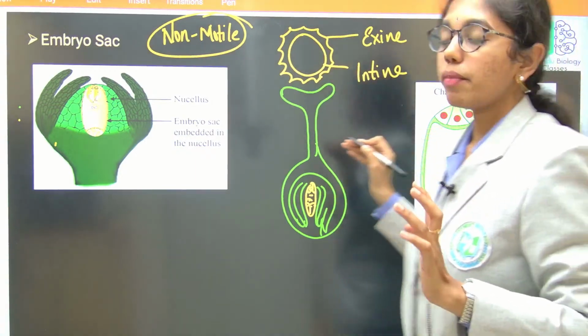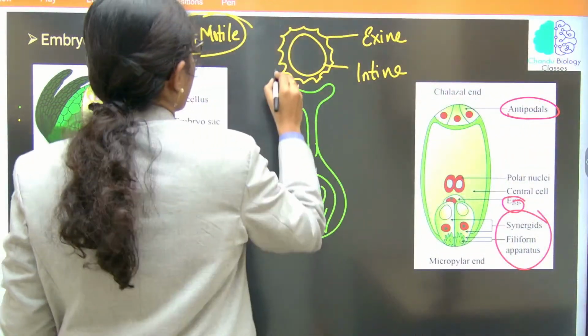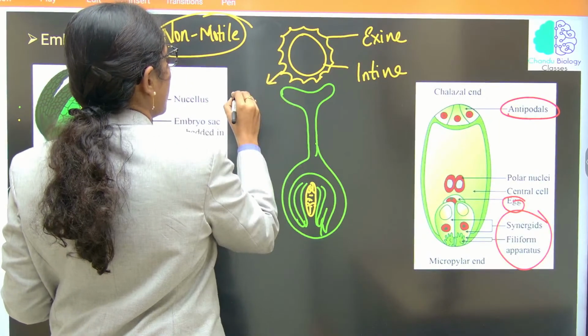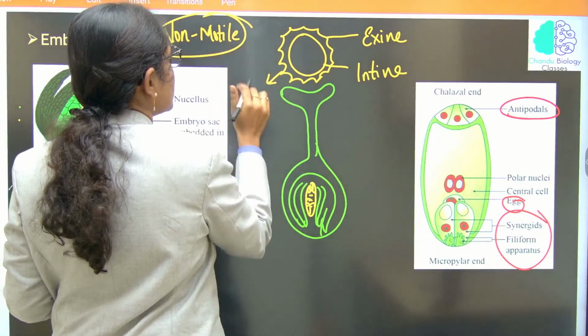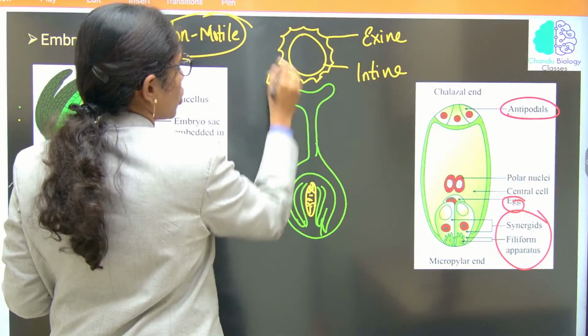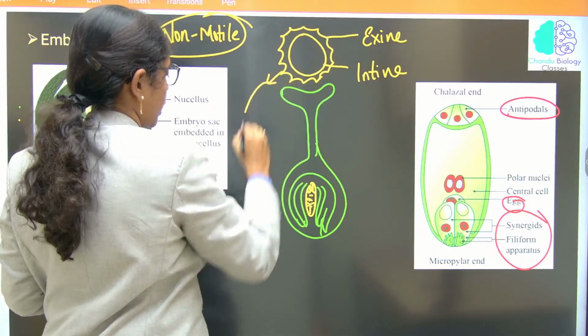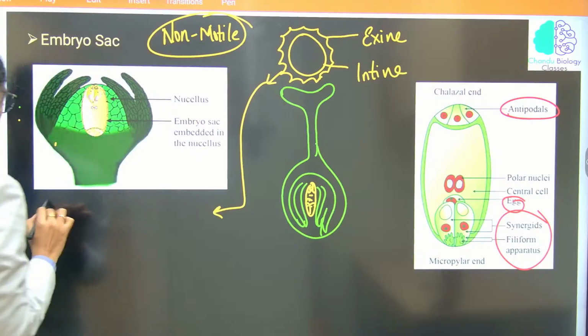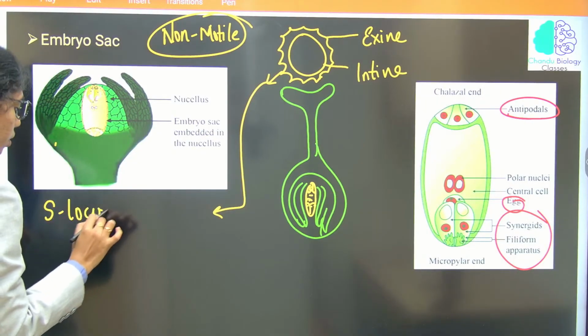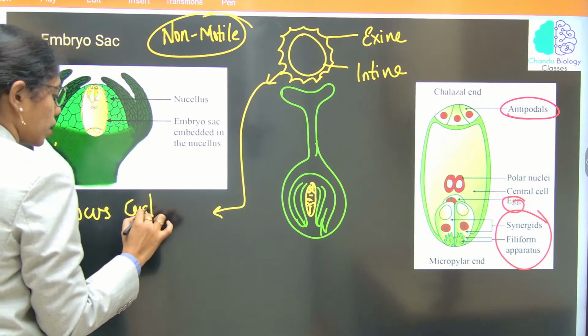How will the stigma be receptive to the pollen grain? The pollen grain will have S-locus cysteine rich proteins over the outer coat of the pollen grain.